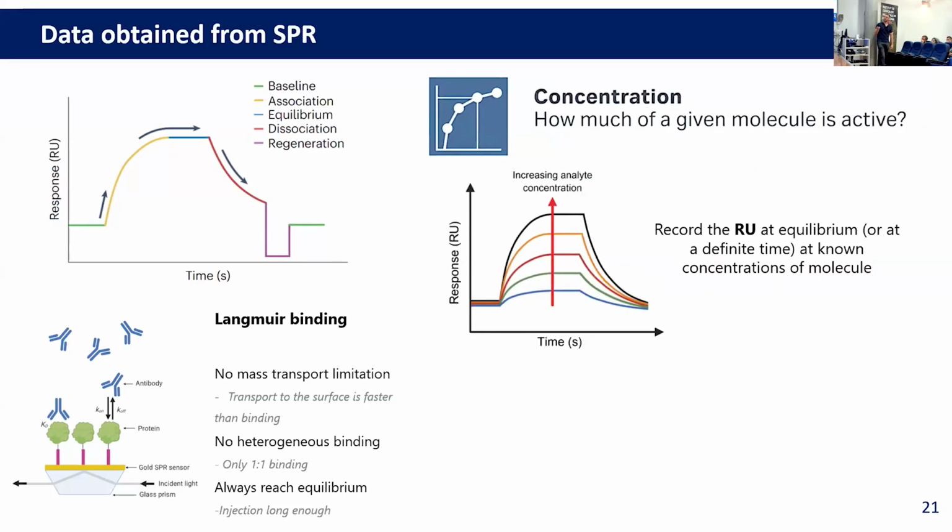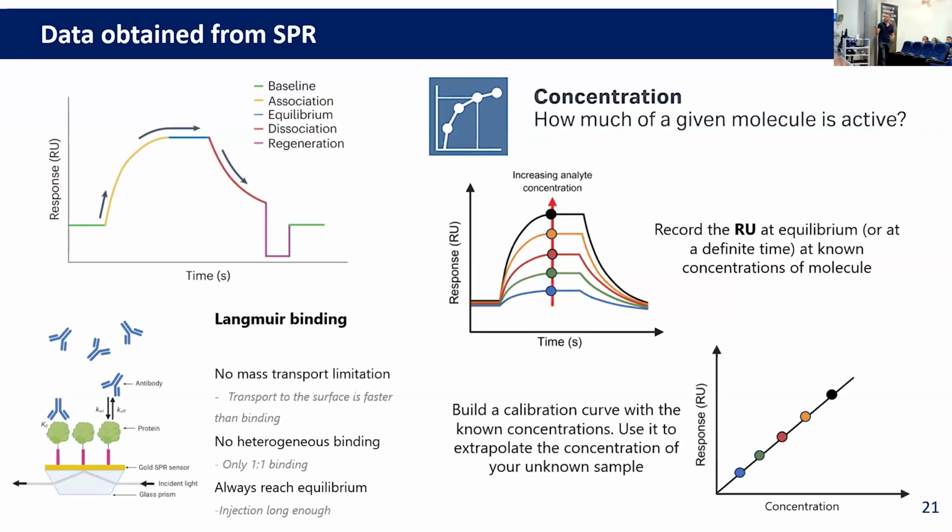And lastly, we can also use SPR to calculate the concentration of an active molecule that we have in our sample. For that, we need to build a calibration curve, so we record the response units at equilibrium with aliquots in which we know the concentration. And then we can plot all these response units in this graph, and then we can use a sample in which we don't know the concentration of the molecule we want to study, to know the real concentration of our sample.